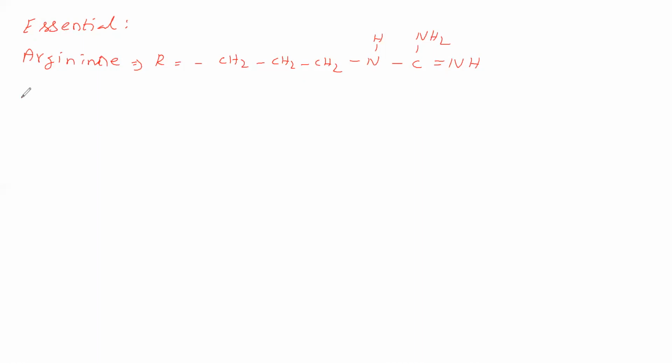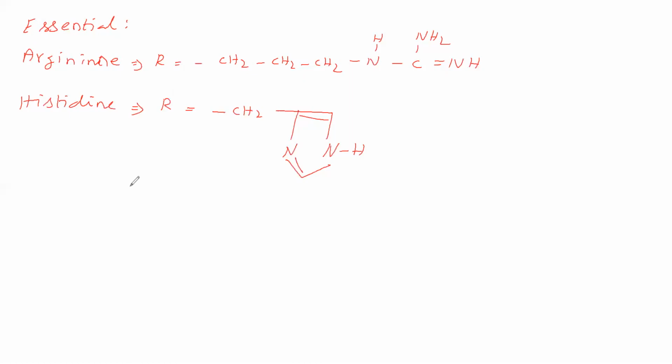Next we will take histidine. For histidine, the R group is CH2, then a ring with a double bond, an N, a pi bond, and an NH. It is histidine. For histidine, the R group we have given.